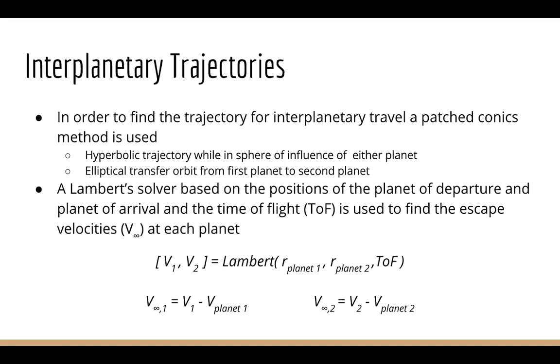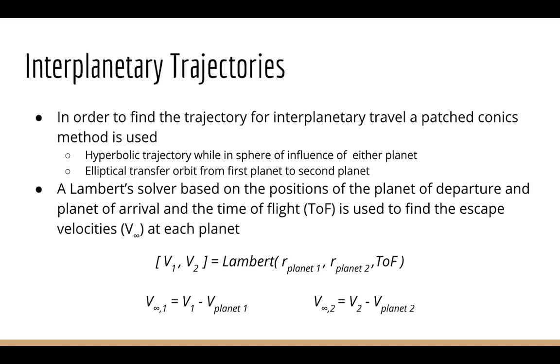So just a little bit of background on interplanetary trajectories first. In order to get from one celestial body to another, we use a patched conics method to find the trajectories. A spacecraft must leave the first planet's sphere of influence on a hyperbolic escape trajectory and then enter an elliptical transfer orbit around the Sun. It will then enter the sphere of influence of the destination planet on a hyperbolic trajectory. And then for a flyby, the satellite stays on this hyperbolic escape trajectory and slingshots around the planet to continue on to its final destination.